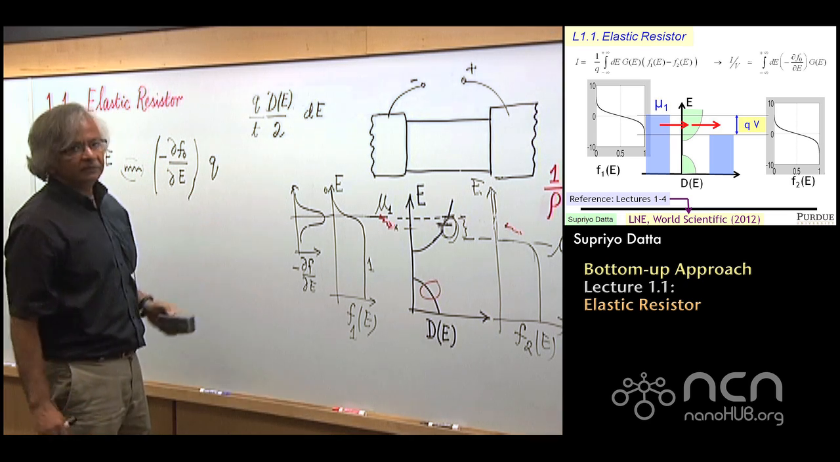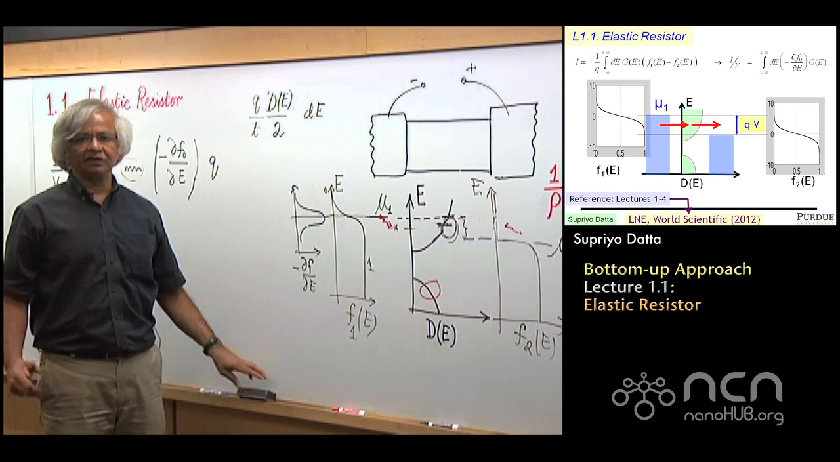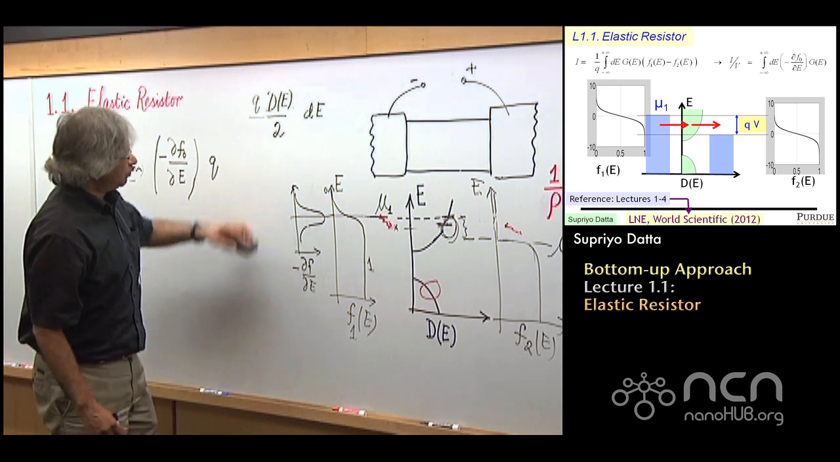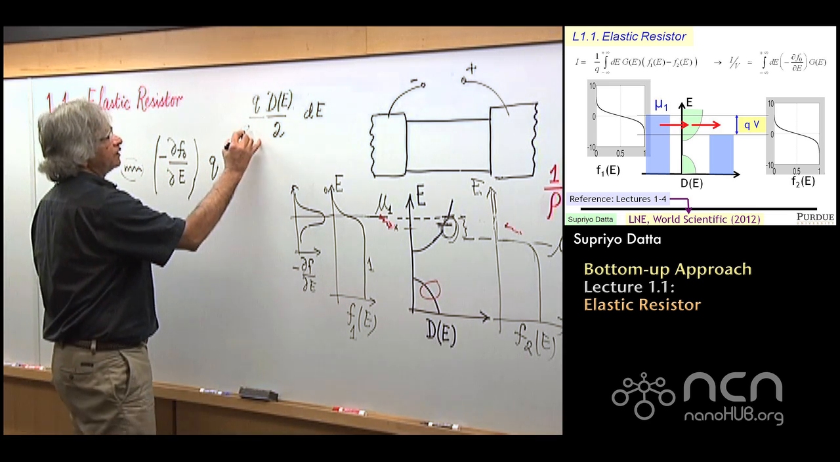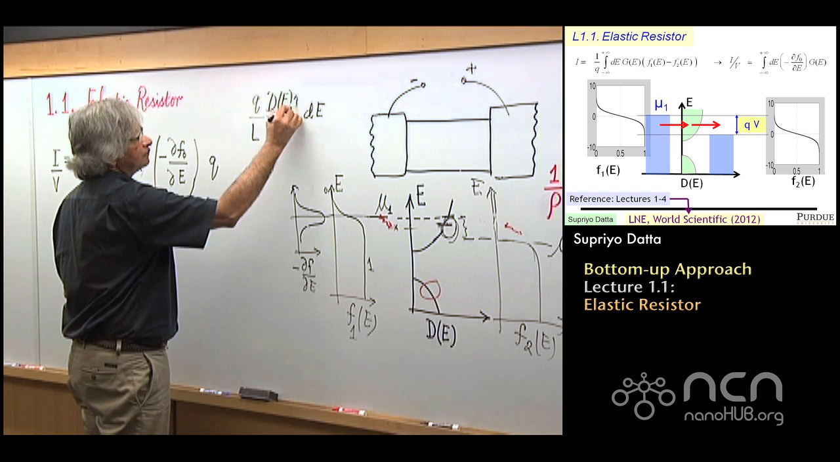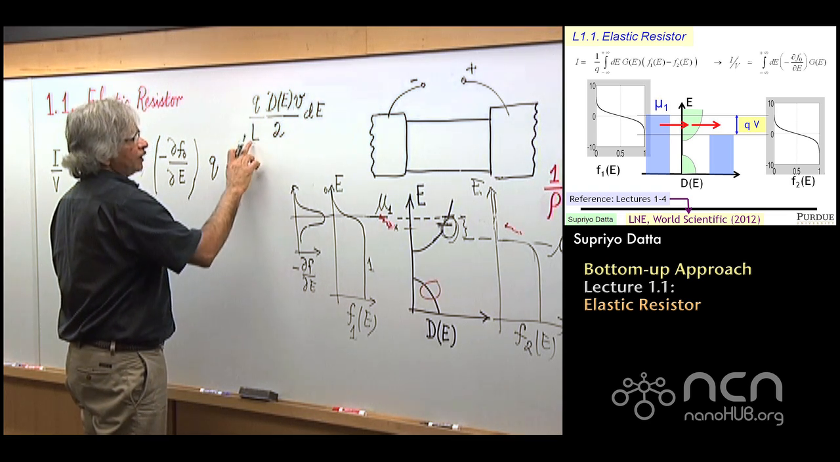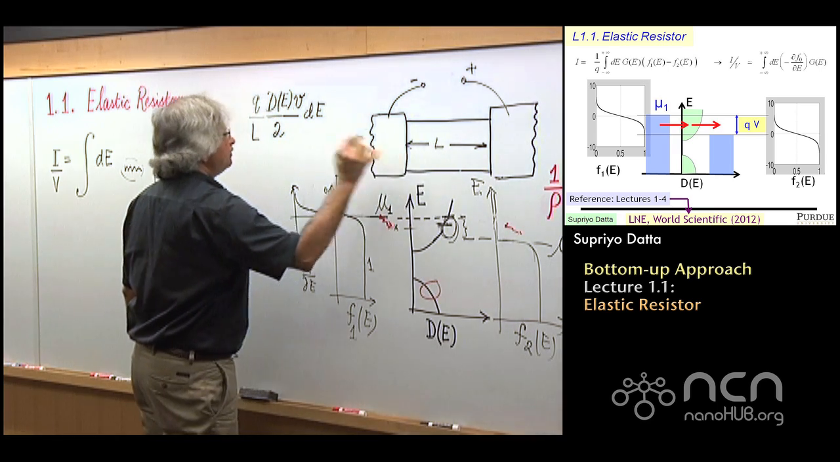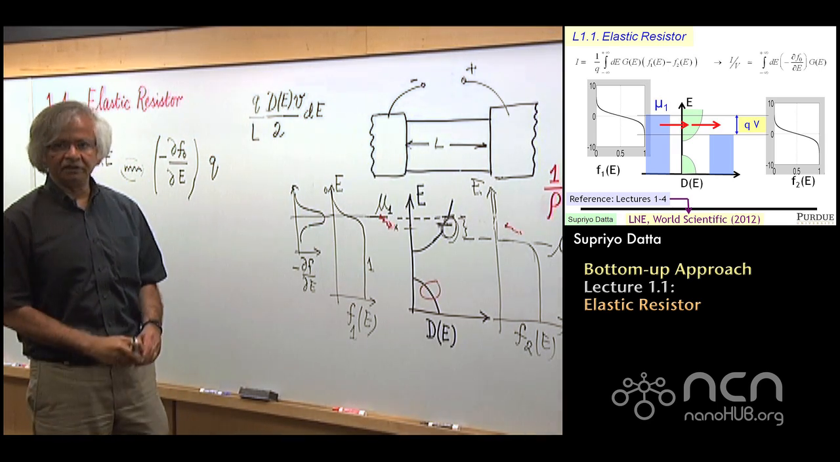And the time is easy to write down if you are considering ballistic transport. The time is simply L over V. So you could write here L and V. So L is the length of this channel, and V is the velocity of the electron in the channel.